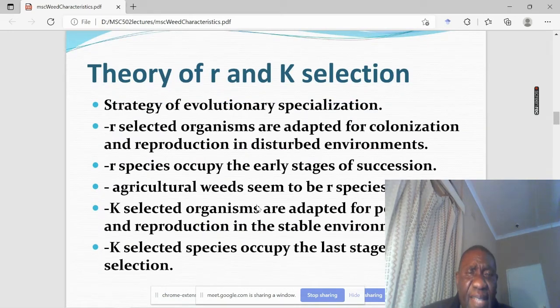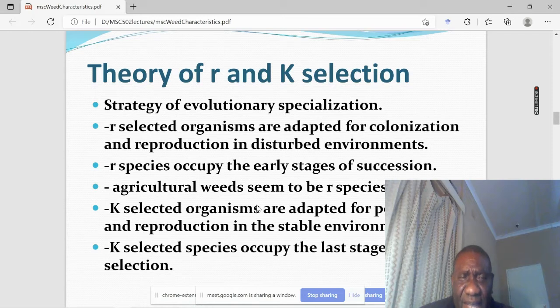Now, what these scientists did, they said that you can actually divide the plants into two categories or into two groups according to the strategy of evolutionary specialization. You know, these plants are always evolving in the environment, or it could be any other organism. You can use this theory and you can still apply it to plants.